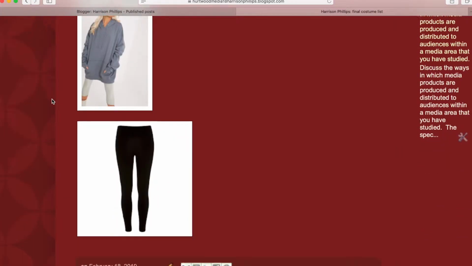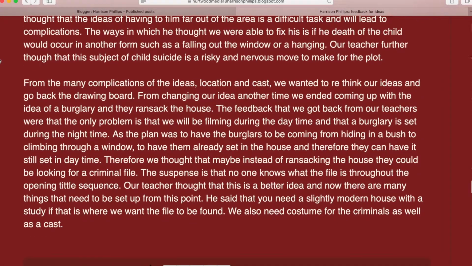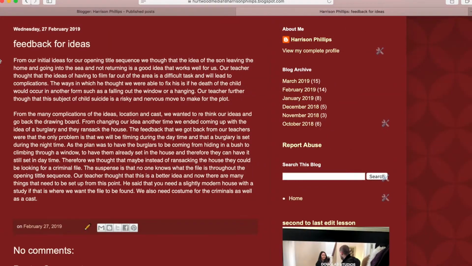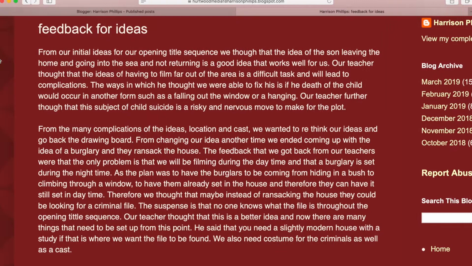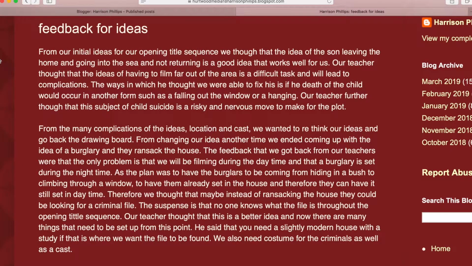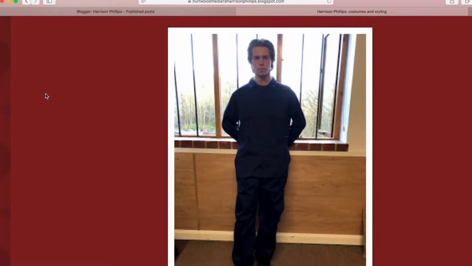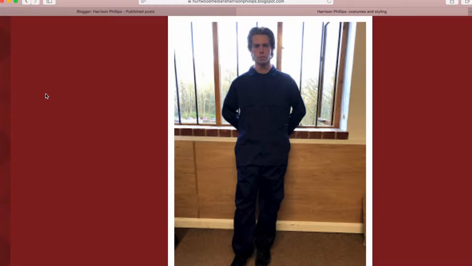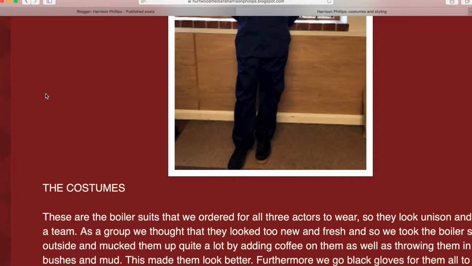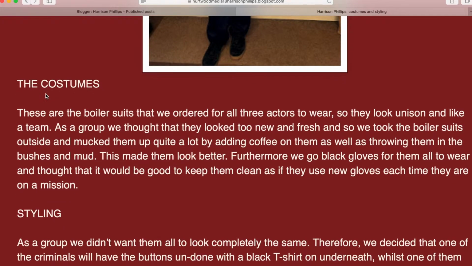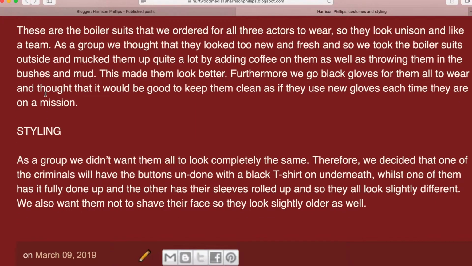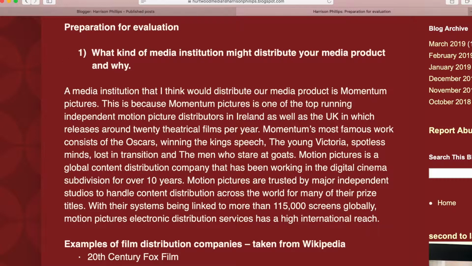We then went to our teachers and showed them our idea and asked for feedback. They decided that it was important to discuss what time of day it is because normally burglary happens at night. We therefore decided that it was going to be a good idea to do a daytime burglary as we wanted to shoot during the day. We ordered our costumes for the boiler suits for all of the burglars to wear as if it was their disguise to hide the fact that they are actually burglars.